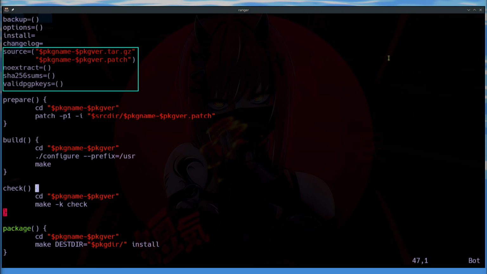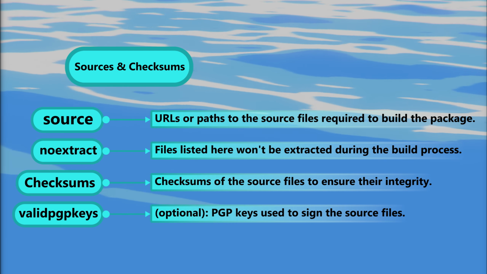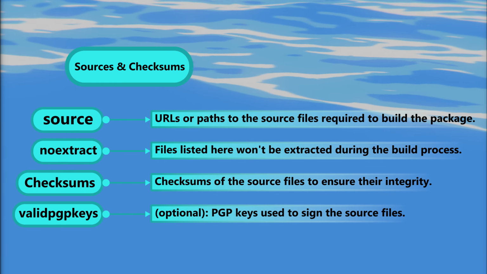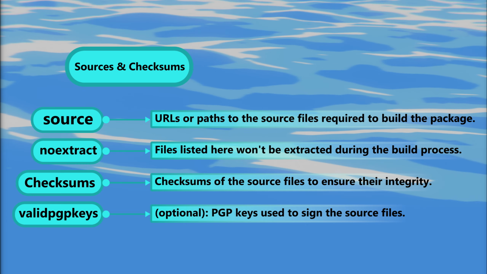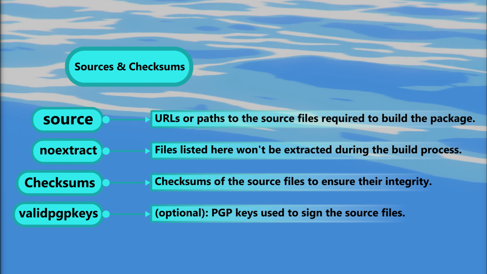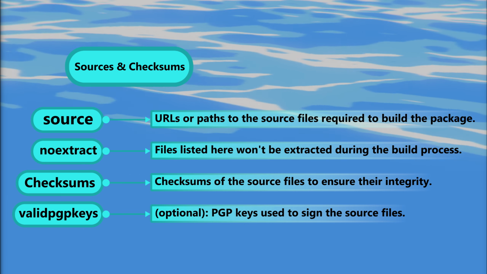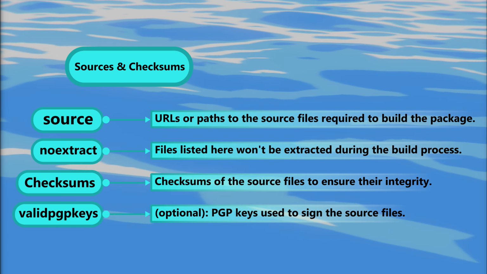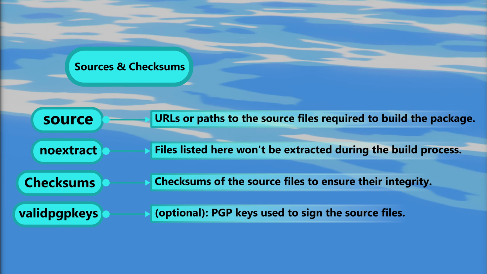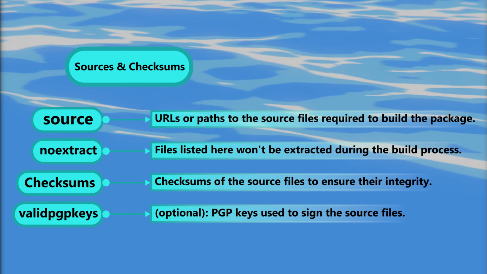Our next section is sources and checksums. Inside the source array, you will have to provide the source of the package that you want to build, and there are multiple ways to provide a source. The noextract array will not extract archive files that you don't want extracted. The checksums array will ensure the integrity of the source files. The validpgpkeys array is used to specify the PGP keys that are considered valid for verifying the authenticity of source files.